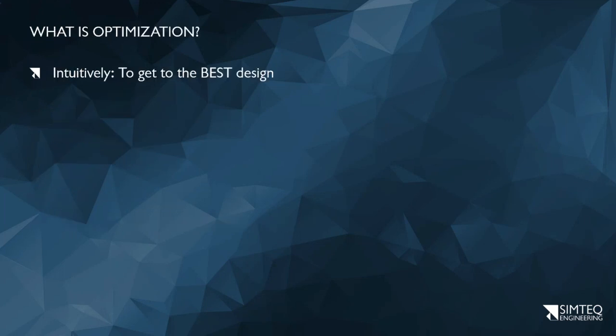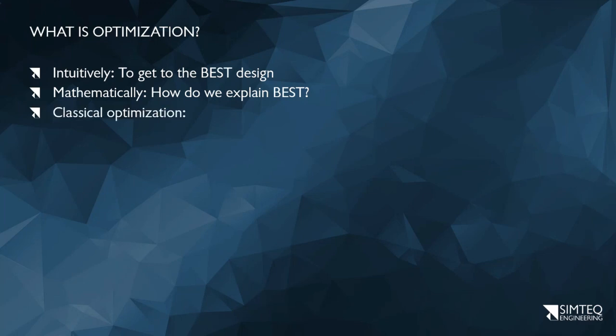So the first one is, what is optimization? So intuitively, we want the best design. The problem with that is it's not a very mathematical or structural way to describe this. So mathematically, we need to, in some way, specify what does best mean.